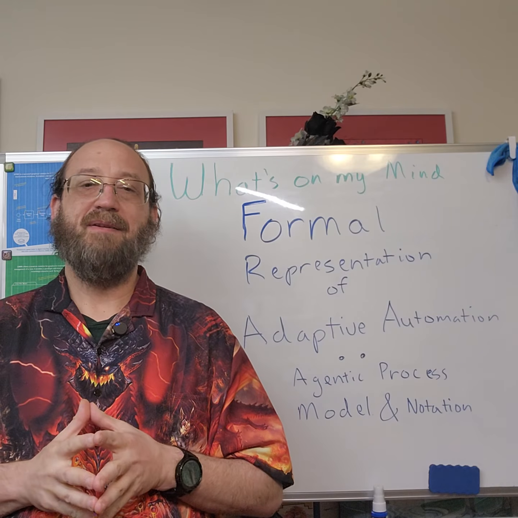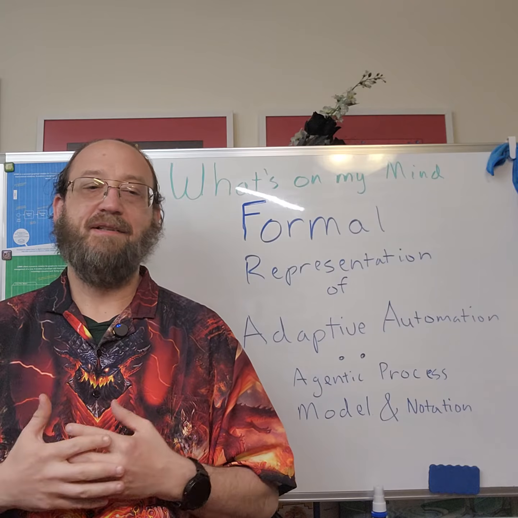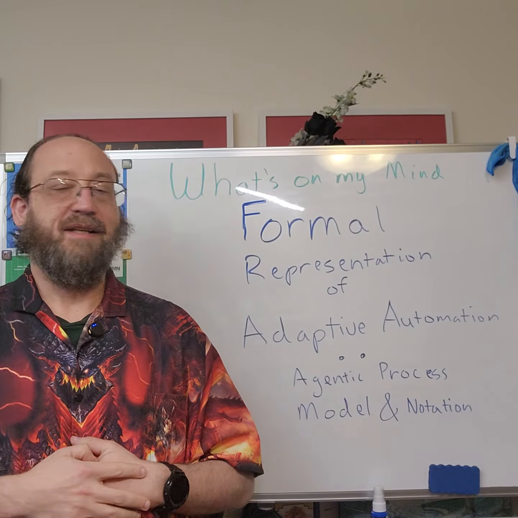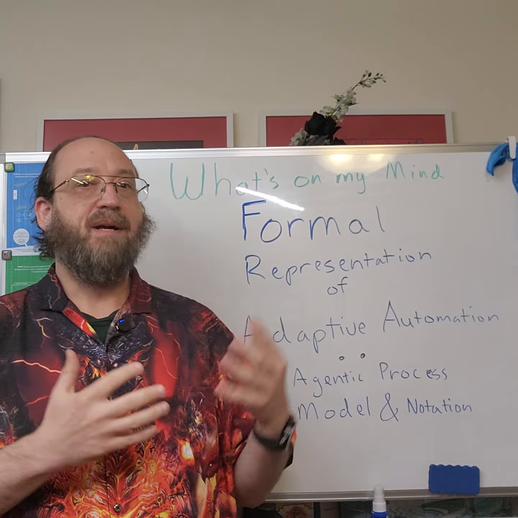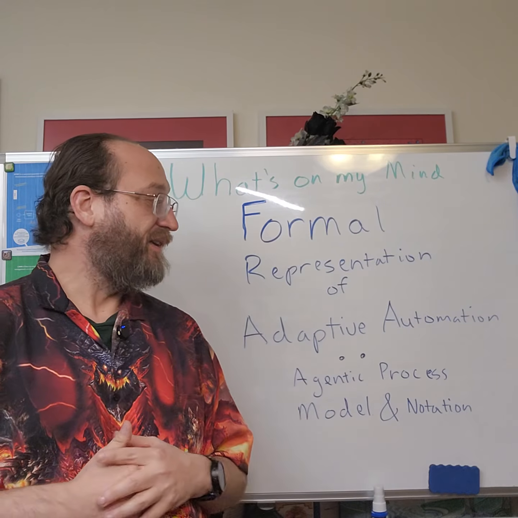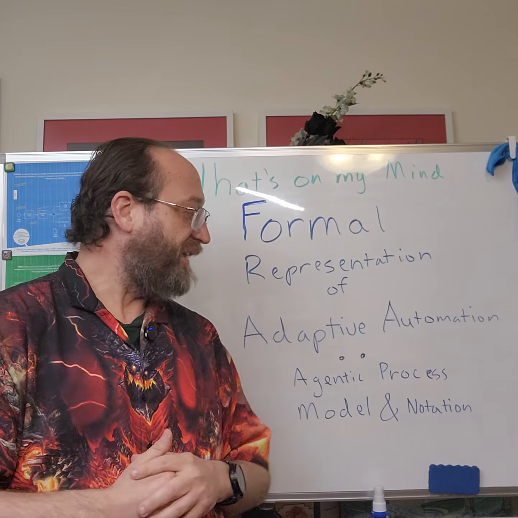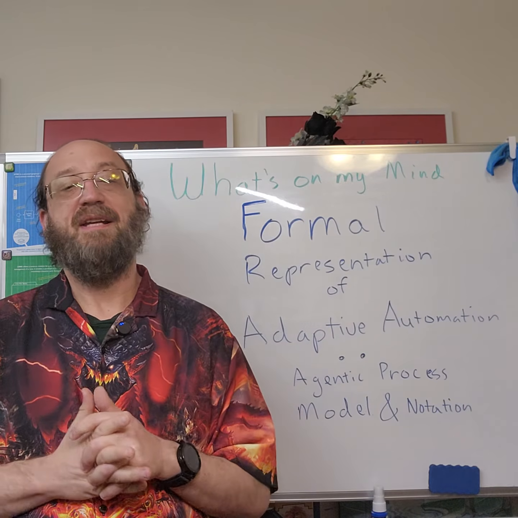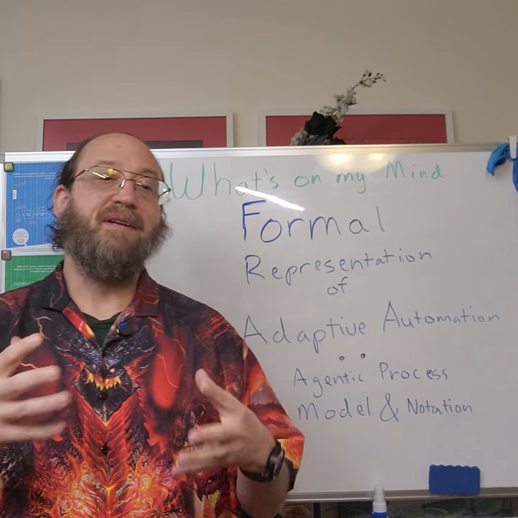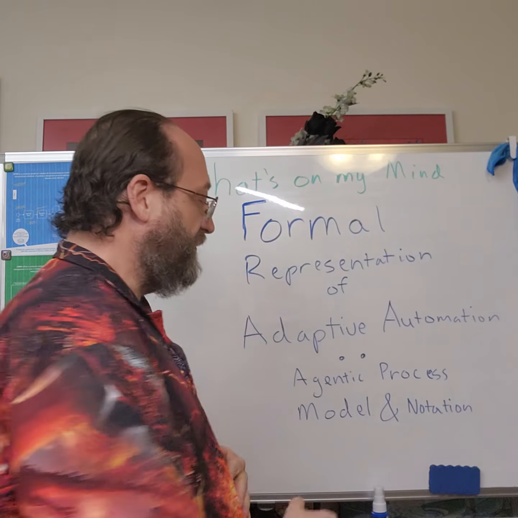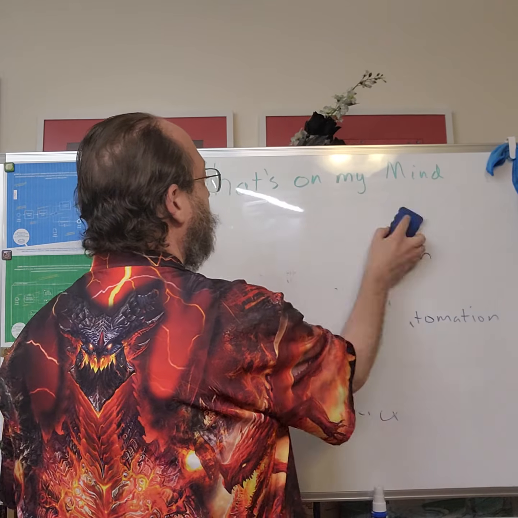I'm talking here about some thoughts which I'm starting to put together, and this is more of a call to action and interest in gathering people's ideas on how we might do a formal representation of adaptive automation, which I'm affectionately calling Agentic Process Model and Notation for now. So let's talk. What I want to talk about is what am I thinking? What is this call to action all about?